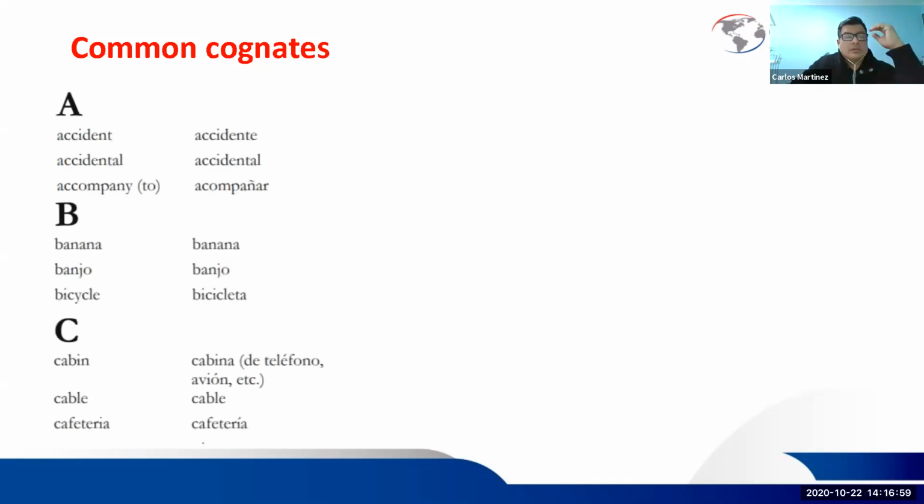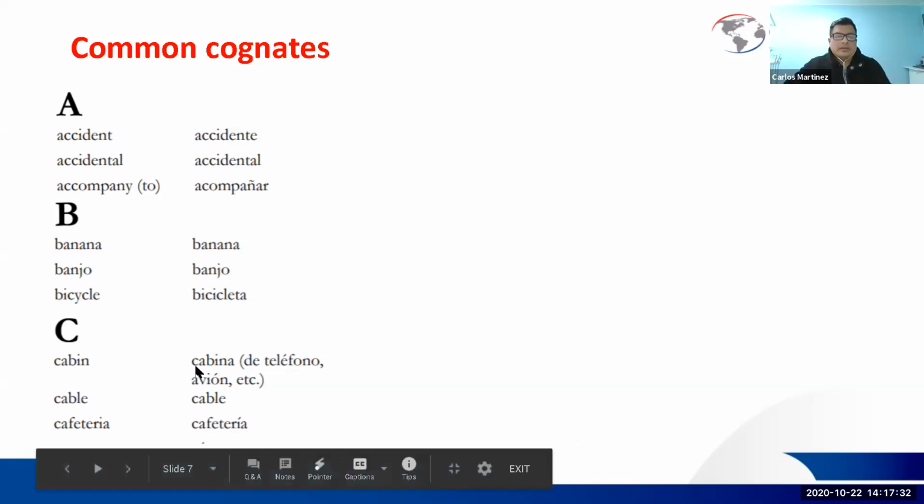For example, here we have some cognates with A, B, and C. Notice how we have accident, and in Spanish, accidente. Accidental, and in Spanish, accidental. Or we have banana, and in Spanish, banana. And we have bicycle, and in Spanish, bicicleta. Cabin, and in Spanish, cabina. Cable, and in Spanish, cable. Cafeteria, and in Spanish, cafetería.